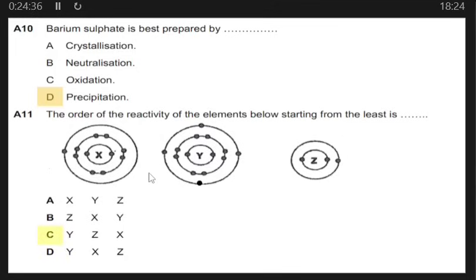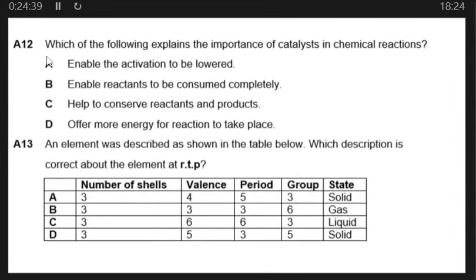Let's go to another question, which is A12. A12 says, which of the following explains the importance of catalysts in chemical reactions? A says they enable the activation to be lower. This one should have been activation energy; maybe typing missed out activation energy here.